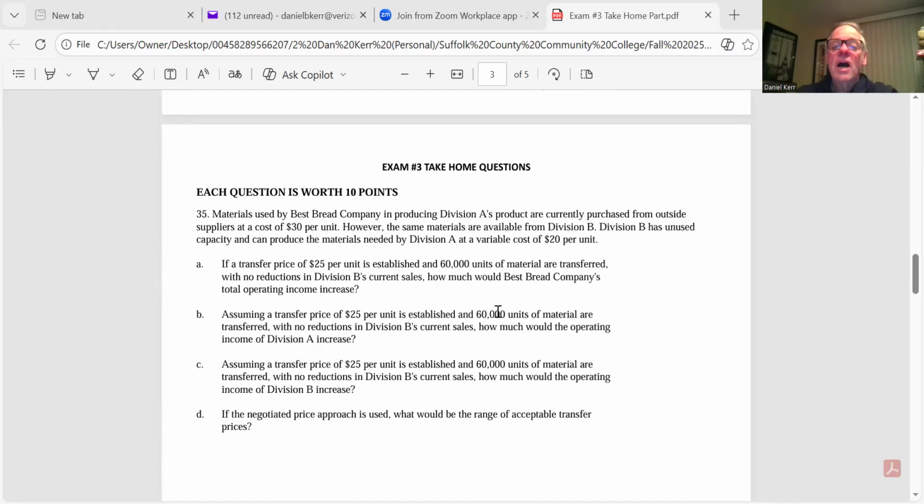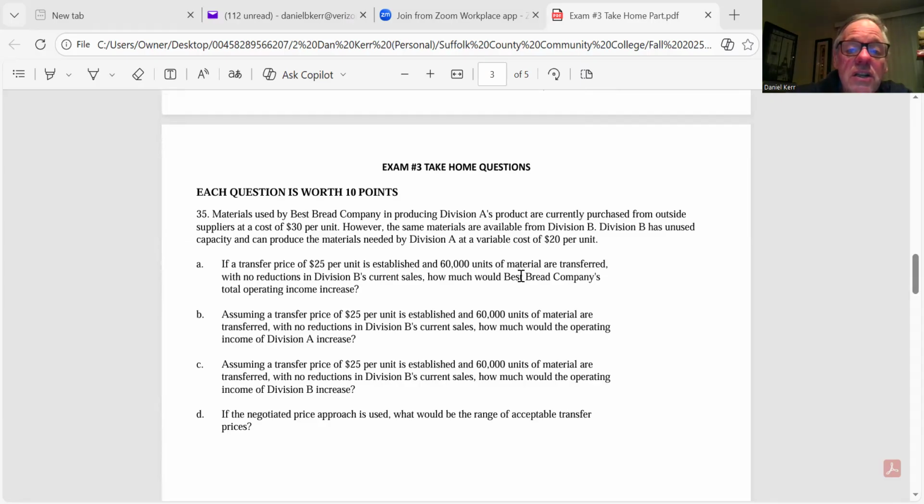Number 3. This one has to do with transfer pricing. You're given information there, and you've got Division A. Products are currently purchased from an outside supplier at a cost of $30 a unit. However, the same materials are available from Division B. Division B has unused capacity and can produce the materials needed by A at a variable cost of $20 per unit. So if they agree on a transfer price of $25 per unit, how much would Best Bread's operating income increase?